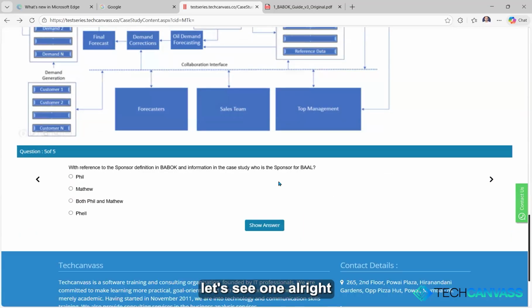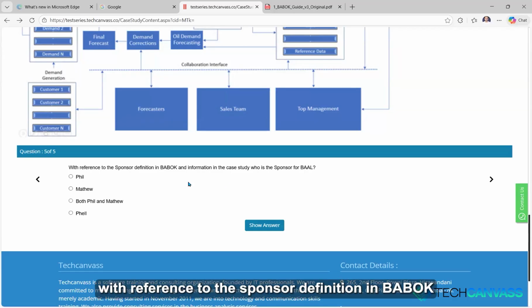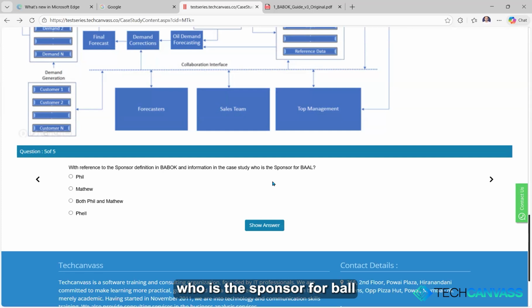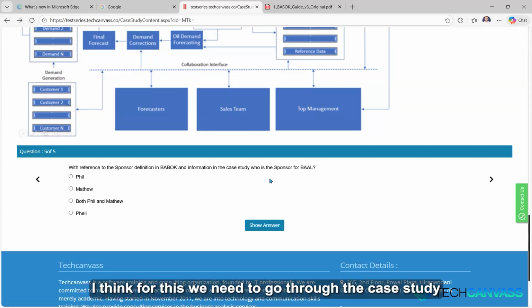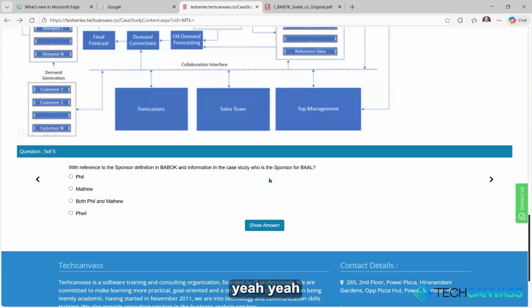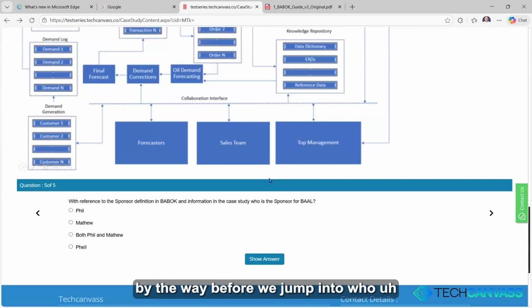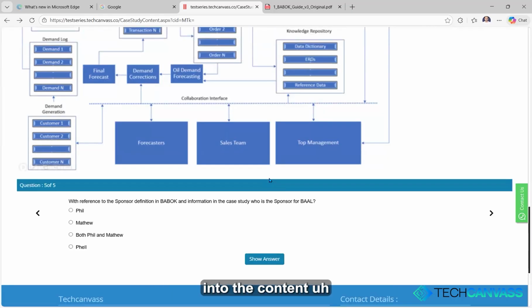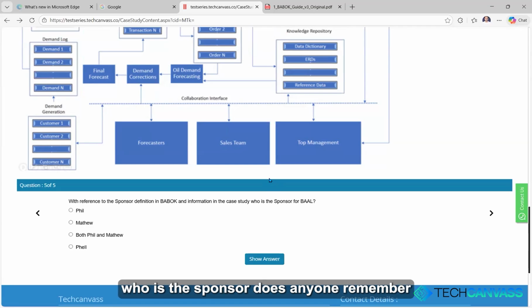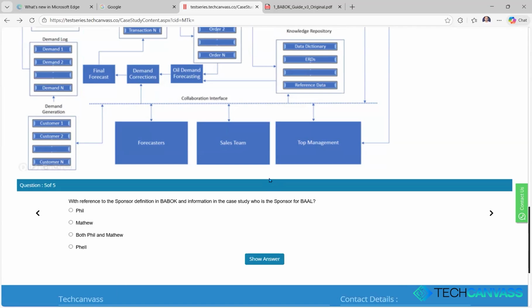All right. Very interesting question again. With reference to the sponsor definition in BABOK and information in the case study, who is the sponsor for BAL? Now, obviously, I think for this we need to go through the case study. By the way, before we jump into the content of the case study, who is the sponsor? Does anyone remember? What does BABOK say about it?